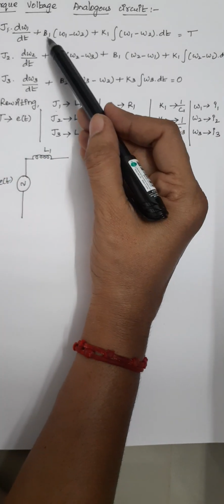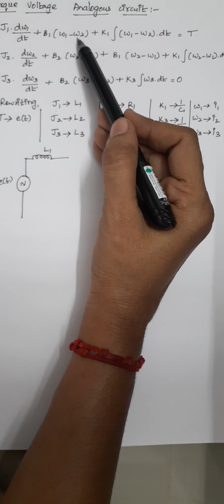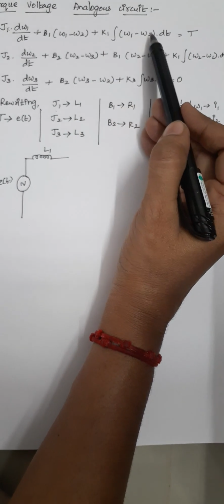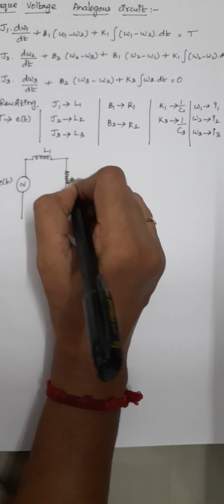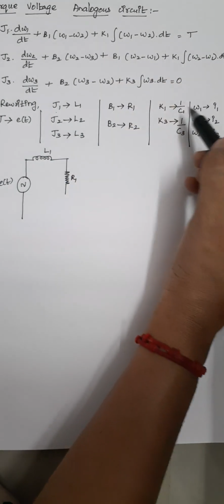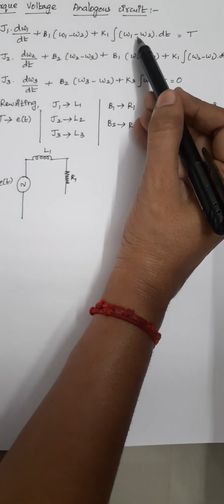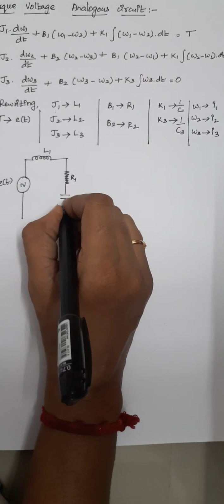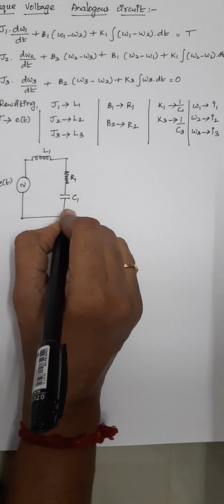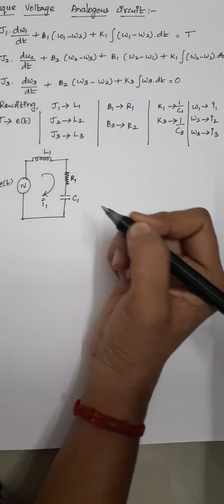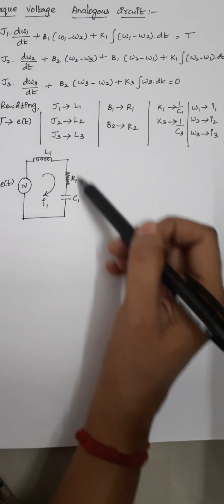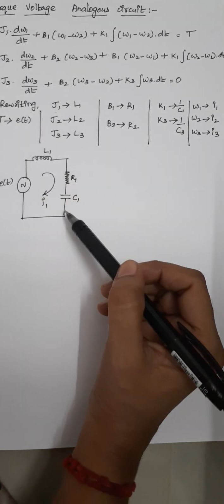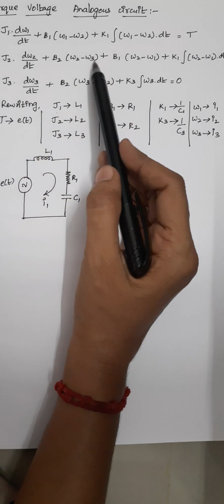And the next one we are having B1, and B1 is common for loop 1 and 2. Similarly, K1 is common for loop 1 and 2. So this B1 is represented as R1, so just draw an R1 here. And again K1 is represented as C1, which is also common for 1 and 2. So just draw a capacitor C1 here, and this is our first loop. Let I1 be the current which flows through loop 1. The first expression consists of 4 parts, 1, 2, 3, 4. Again our first loop consists of 4 elements, 1, 2, 3, 4. That's it. And next one is the second loop.